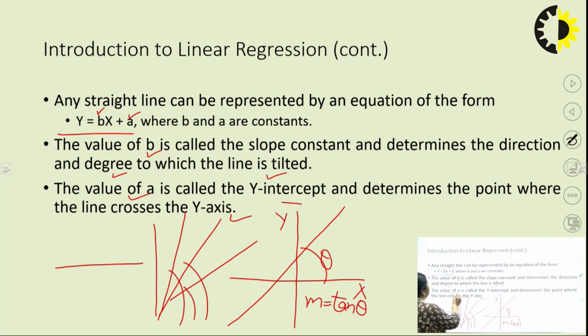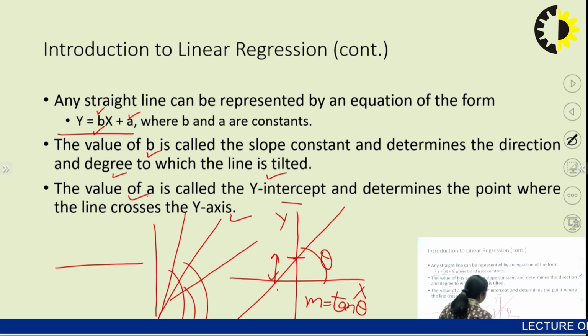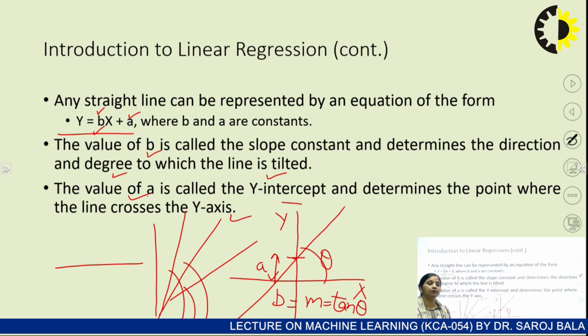And what is this a value? What is the y-intercept? It determines the point where the line crosses the y-axis. Where the line is crossing the y-axis, that is this particular point. So this is our intercept. So this m is taken as b here, b is the slope, and a is taken as the intercept. So b is m here and a is taken as the y-intercept. So this is the straight line equation which is used for linear regression.